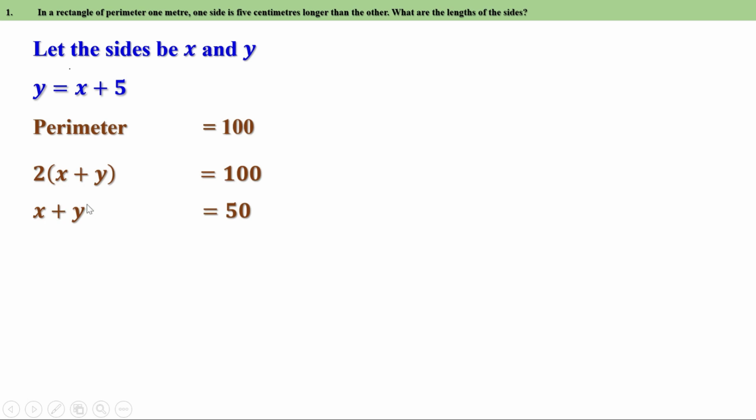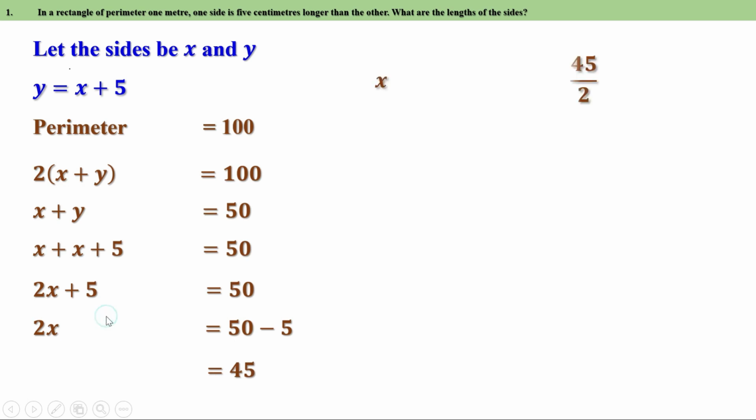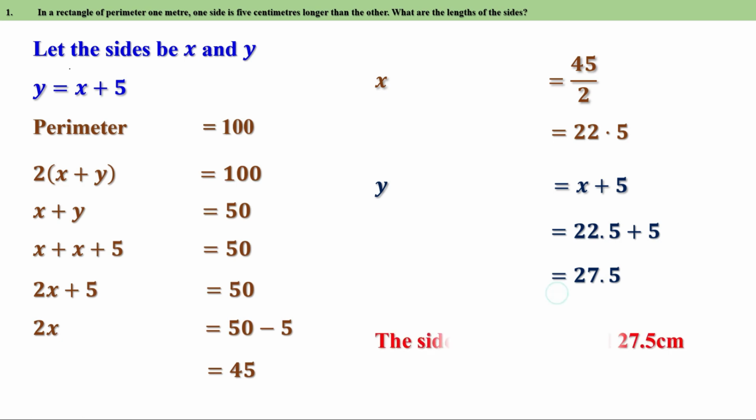Replacing y by x plus 5, we can write x plus x plus 5 equals 50. x plus x is 2x. So this can be written as 2x plus 5 equals 50. Therefore 2x equals 50 minus 5 or 45. x equals 45 by 2 or 22.5. What is y? y equals x plus 5 and x is 22.5. Therefore y equals 22.5 plus 5 or 27.5. That is, the sides are 22.5 centimeters and 27.5 centimeters.